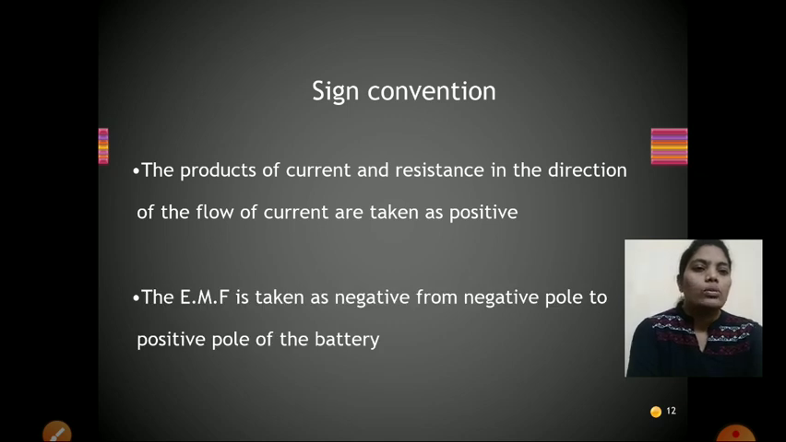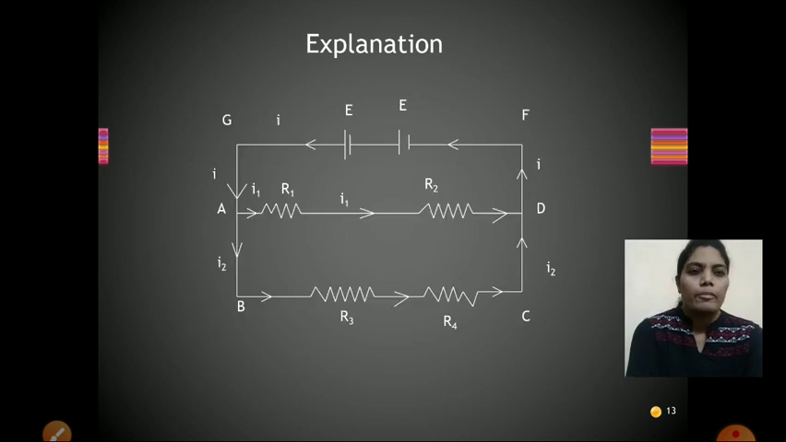Here also a very important point is that we need a sign convention. The products of currents and resistance in the direction of the flow of current are taken as positive. Nothing but the potential difference is considered positive when it is in the direction of flow of current. And the EMF is taken as negative when its direction is from the negative pole to the positive pole of the battery.